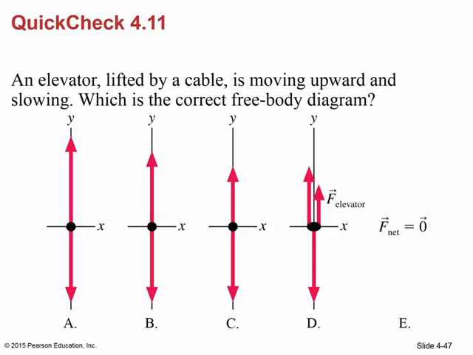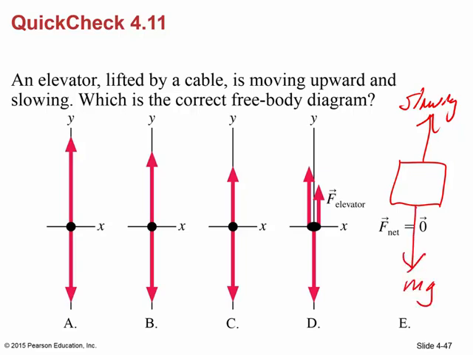You're in an elevator lifted by a cable. It's moving upward and slowing. Which is the correct free body diagram? So you're moving up. We got an elevator, and it's going up, but it is slowing. Well, we know that mg is weight. There's another formula to write on your formula card. Weight is equal to mg.